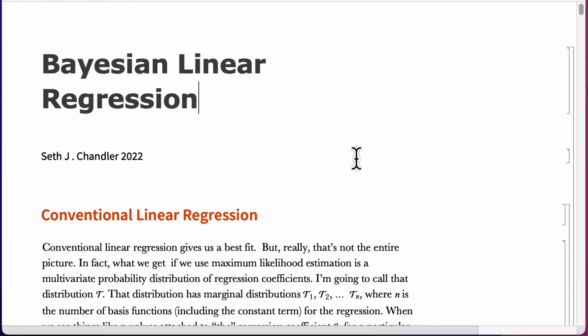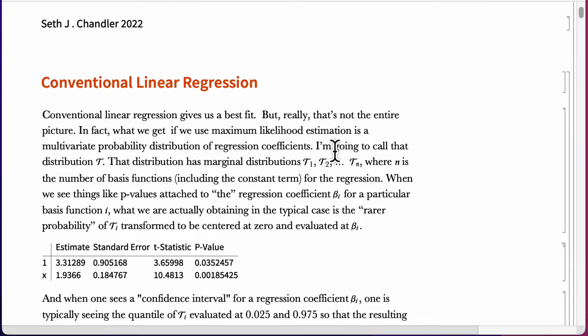And that distribution, like any multivariate distribution, has marginal distributions. In this case, there would be n of them, where n is the number of basis functions, including the constant term, that you used for the regression. So when you see things like p-values attached to a regression coefficient, here this p-value is attached to this regression coefficient, this p-value is attached to this regression coefficient, what in fact you're seeing is a tail probability of the marginal distribution associated with that regression coefficient distribution translated to lie centered at 0, 0, and then evaluated at this particular number.